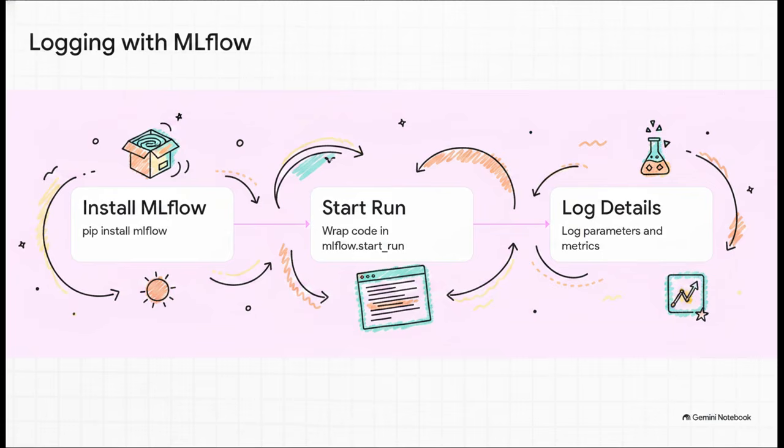The setup for this is actually remarkably straightforward. First, you just install it with pip install mlflow. Then, you simply wrap your existing training code inside an mlflow.start_run block. And inside that block, you just call mlflow.log_param, passing in your hyperparameter's name and value, and mlflow.log_metric for things like your model's accuracy. It's literally just a couple of lines of code to start meticulously tracking everything you do.